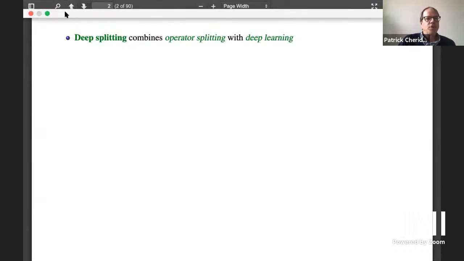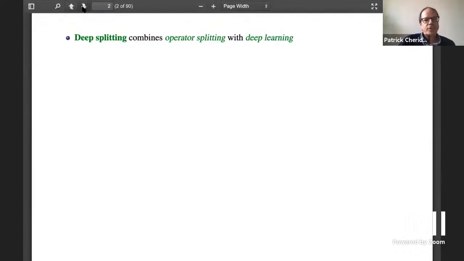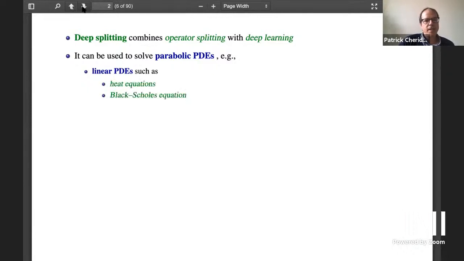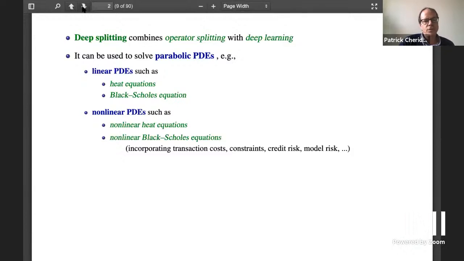So deep splitting combines operator splitting and deep learning. And here we apply it to solve parabolic PDEs. For example, linear PDEs such as heat equations, the Black-Scholes equation, or also nonlinear PDEs like nonlinear heat equations or nonlinear Black-Scholes equations, which have become more widespread since the financial crisis because people now also incorporate transaction costs, constraints, credit risk, model risk, and other frictions.